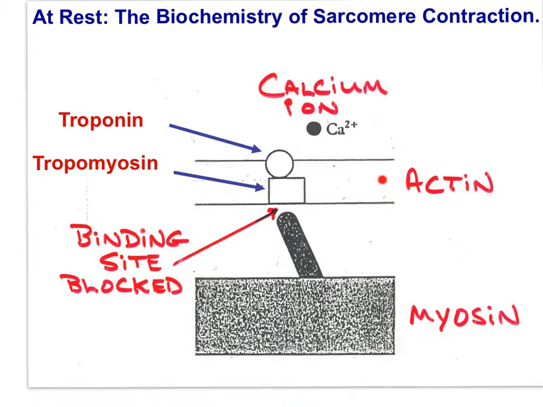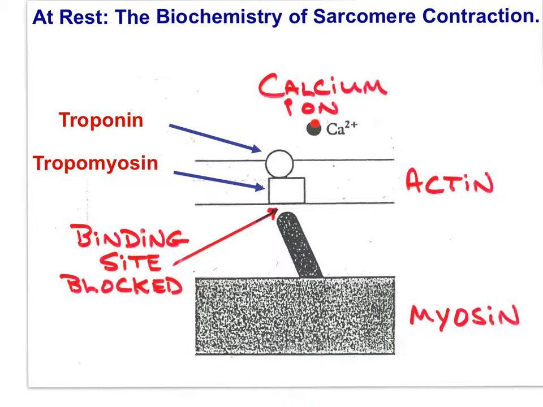We can see the actin, the tropomyosin, and the troponin. We can see the myosin and the myosin head ready to form a cross bridge. At rest, the binding site on the actin is blocked by the tropomyosin. The myosin head cannot bind. At rest, the sarcomere is not contracting.